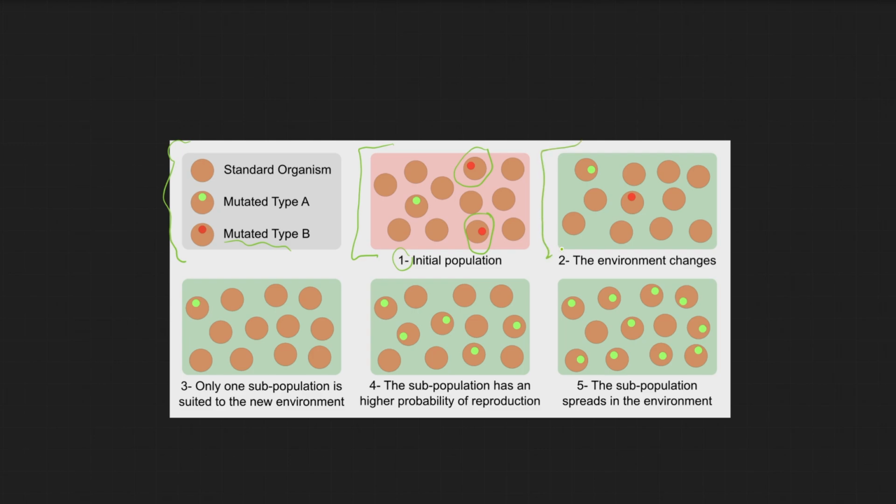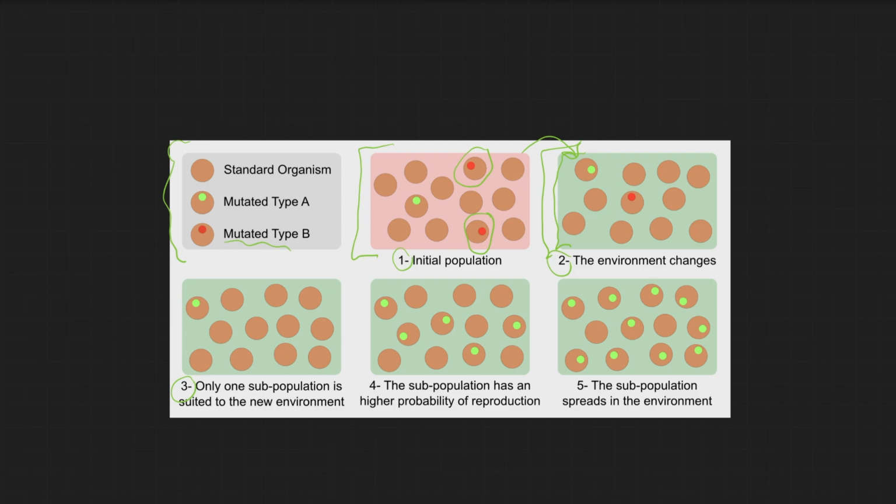Then in step number 2, something happens. The environment changes. As you can see, we go from pink to green. The box becomes greenish. And this means that in this new environment, the organism that is mutation type A has more chances of surviving.